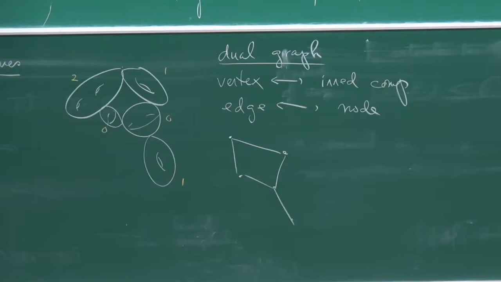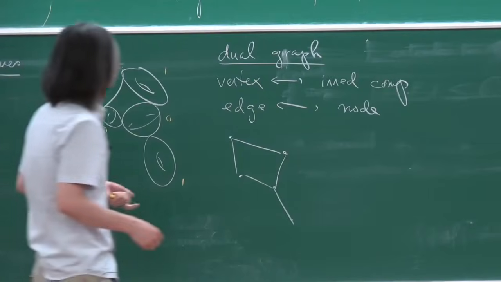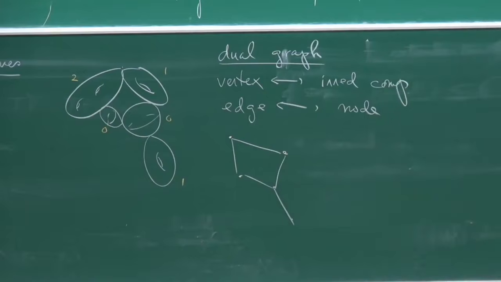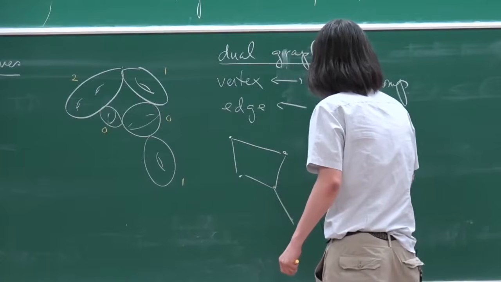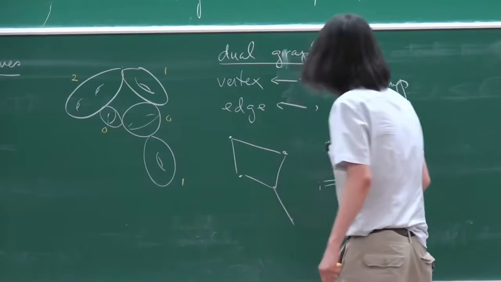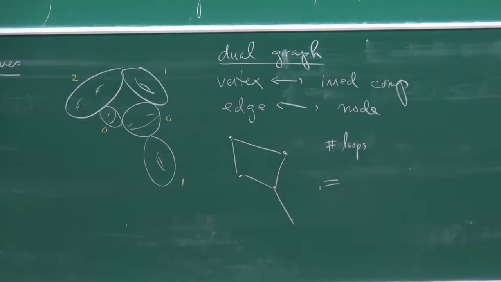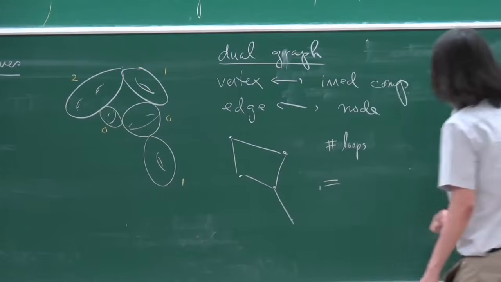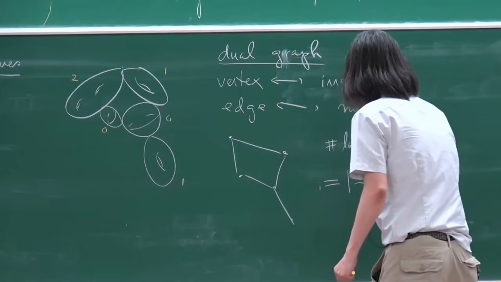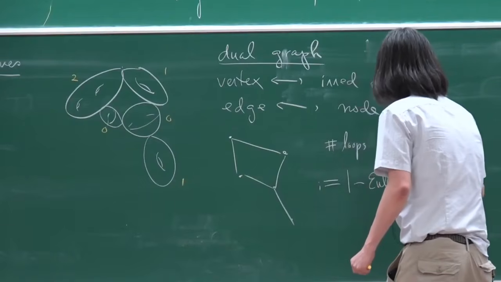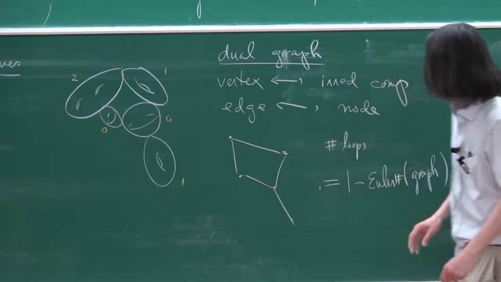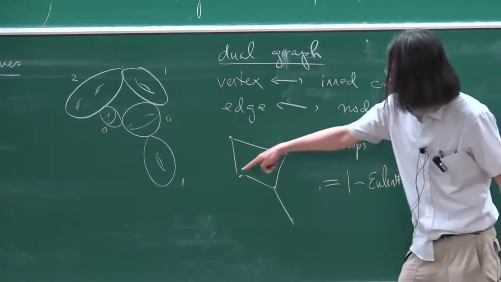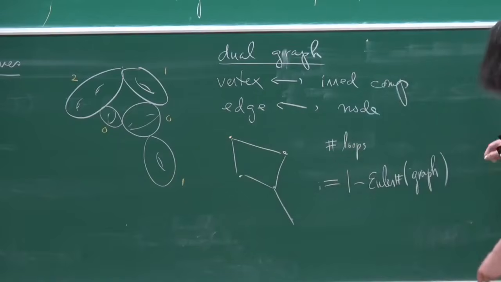And then here, you can talk about the number of loops. Maybe what does it mean? So the number of loops is actually 1 minus the Euler number of the graph. So in this case, the Euler number is 0, so therefore this is 1. I have only one loop, right? So it is nothing.